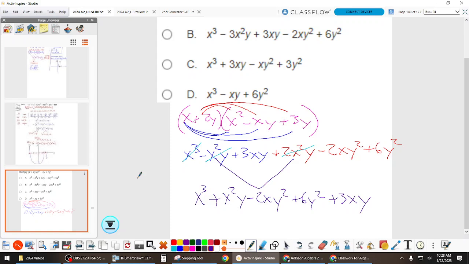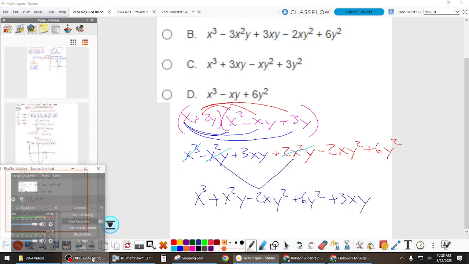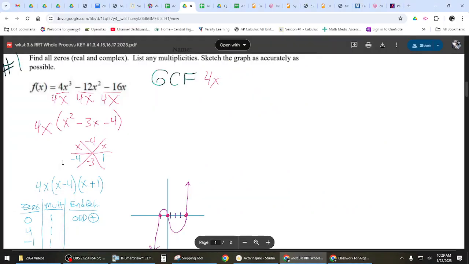How'd that go for you? Okay, lots of thumbs up. Any questions on the homework, the 3 homework problems? The unnumbered number 1. So if you GCF out a 4x, you're already most of the way there.